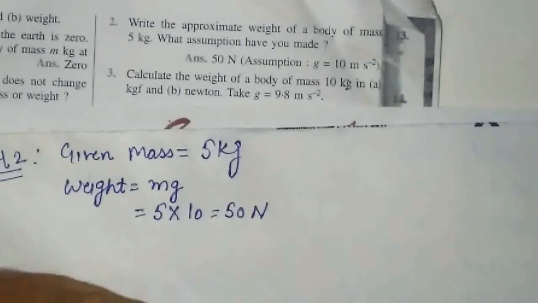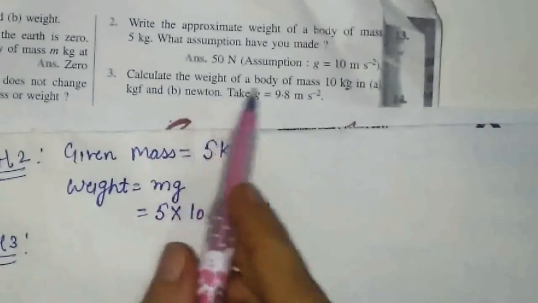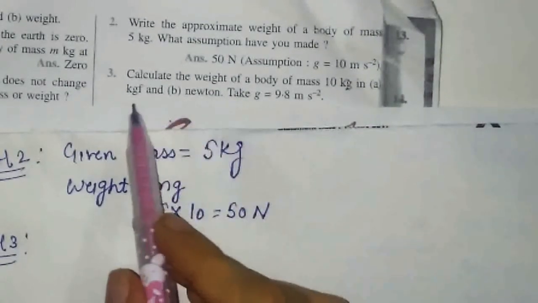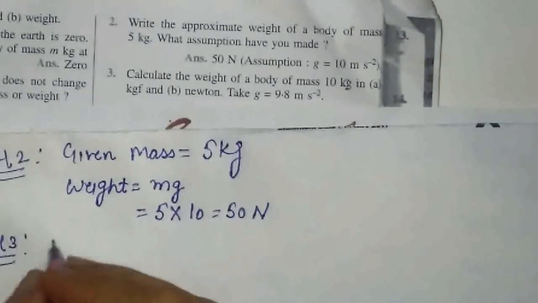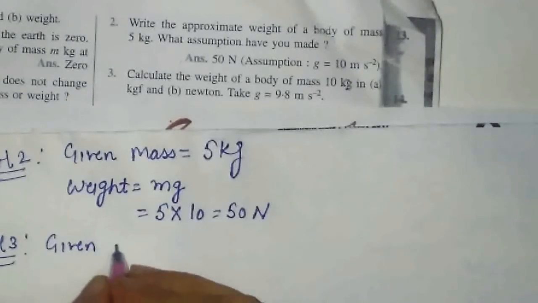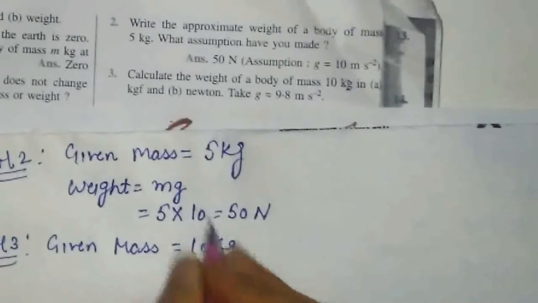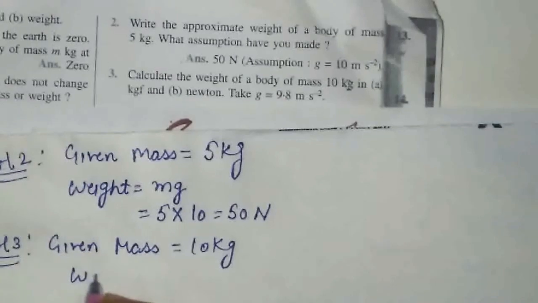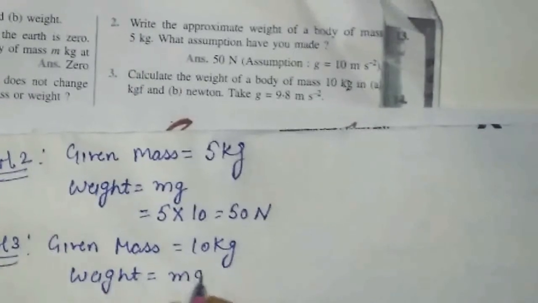Clear? Now the third one. The statement is: calculate the weight of a body of mass 10 kilogram, in the first part in kilogram force, in the second in Newton. That means we are given a similar question, mass 10 kg. Students, the second and third questions are both similar, so apply the same formula: weight is equal to m into g.